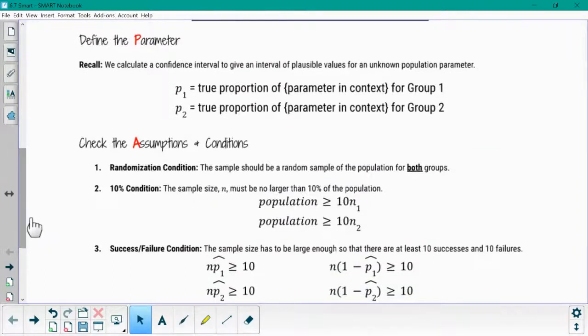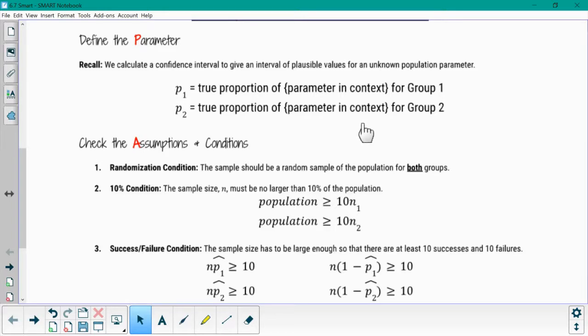So remember, we are calculating a confidence interval to give an interval of plausible values for an unknown population parameter. With two proportions, generally we're looking at the difference between two samples. So we need to define both of them. First, I have p1, which is going to be the true proportion for group 1. p2, which is going to be the true proportion for group 2. Remember, you're going to want to add some context in there in order to receive credit on the AP exam.